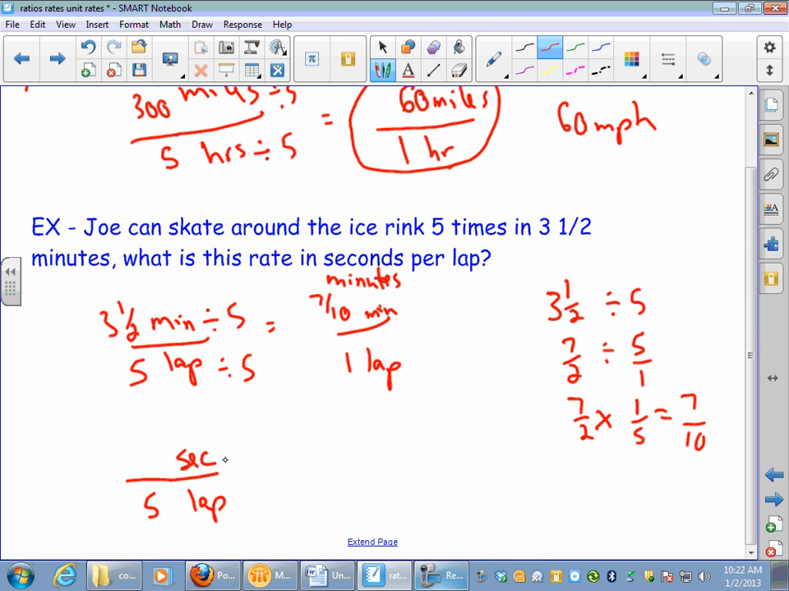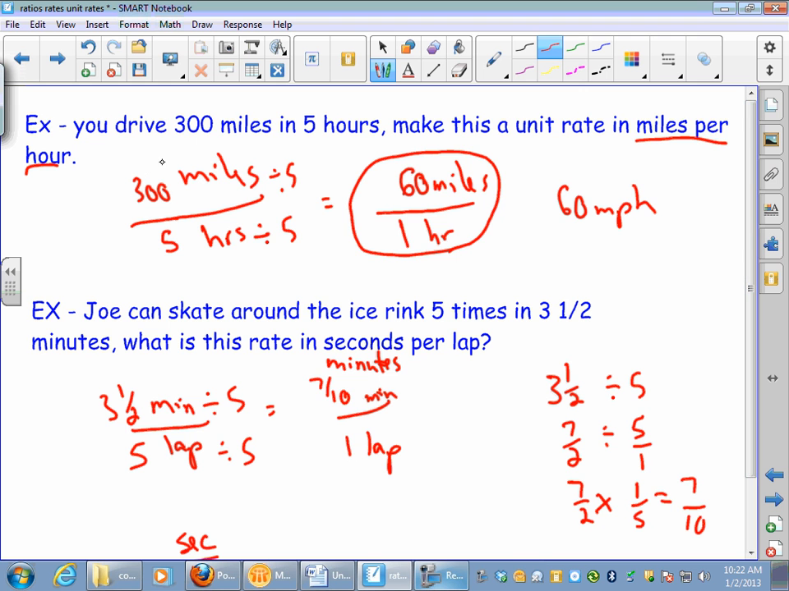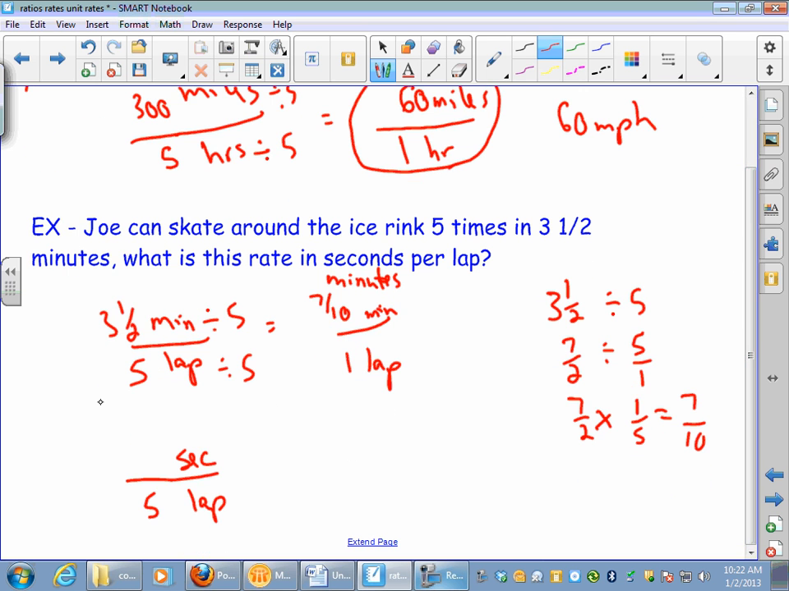But sometimes when you're doing rates, you have to change. You might have to change both units, might have to change just one. They might give you miles and hours, and they might want the rate to be feet per second or feet per minute or something like that. And so you would actually have to change both units. So how do I do that? I have 3.5 minutes. How do I make that into seconds?